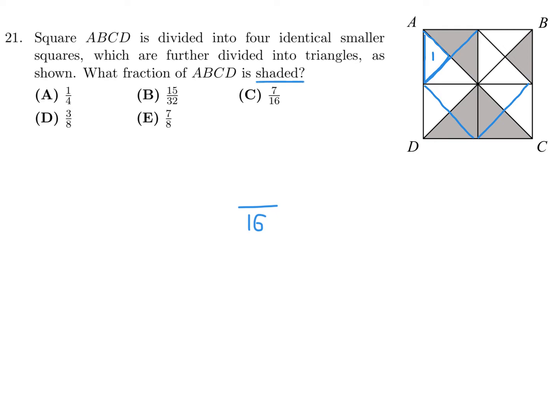Now we have to count the shaded ones. There's 1, 2, 3, 4, 5, 6, and 7. And that's it. That's pretty much how you do this. So the answer is C.